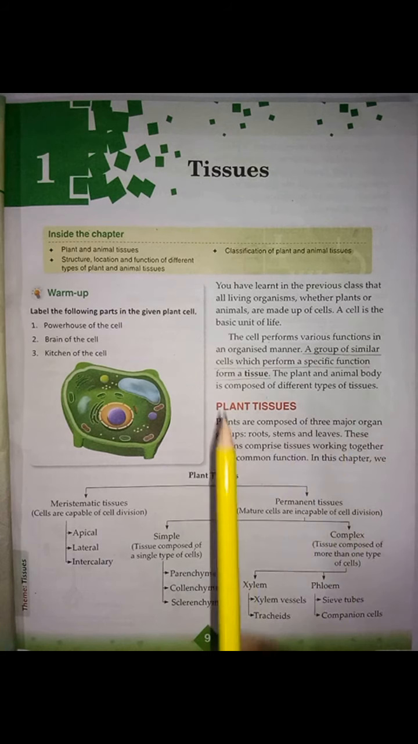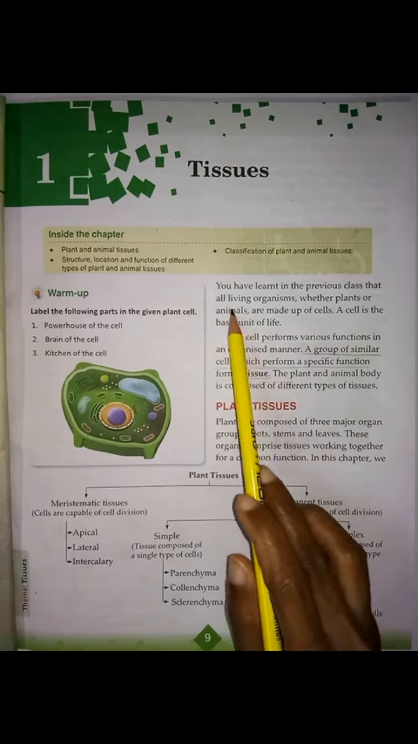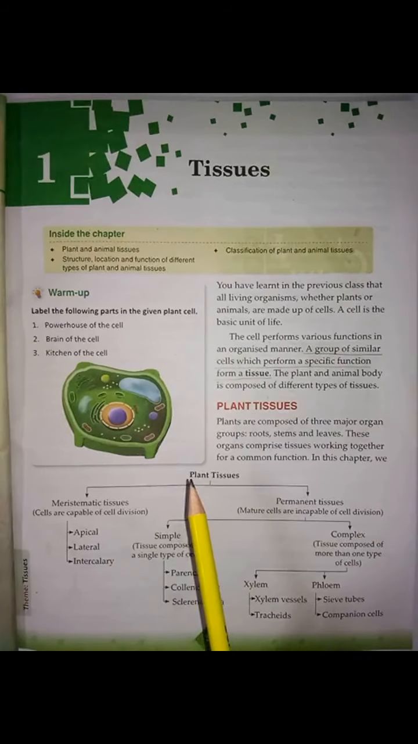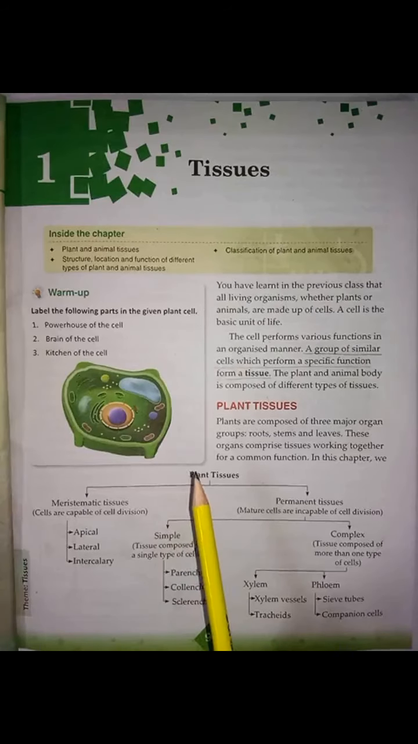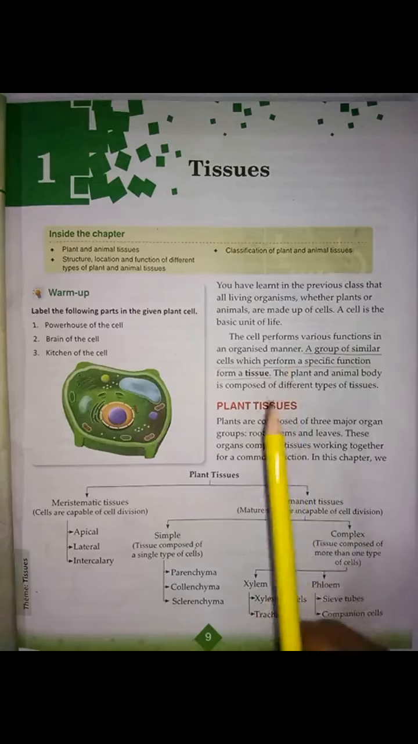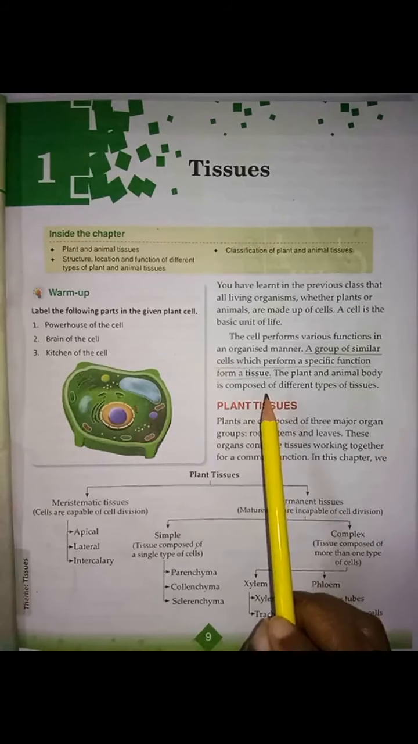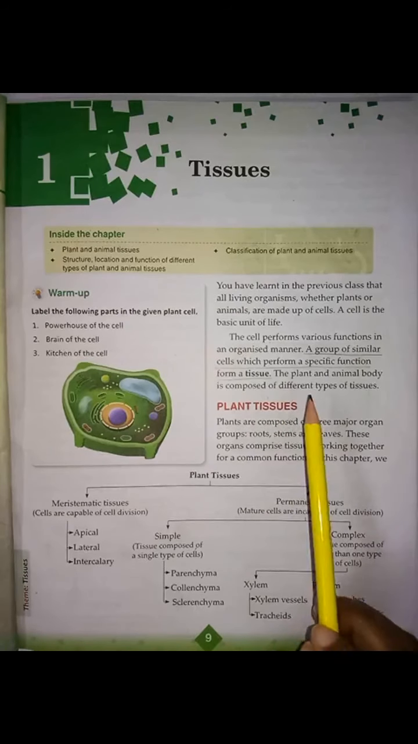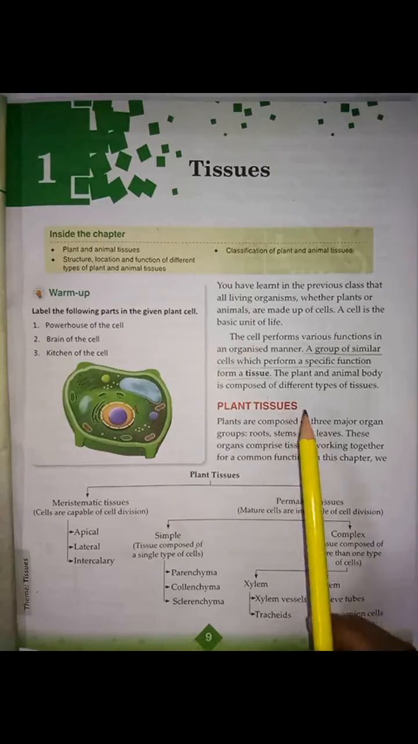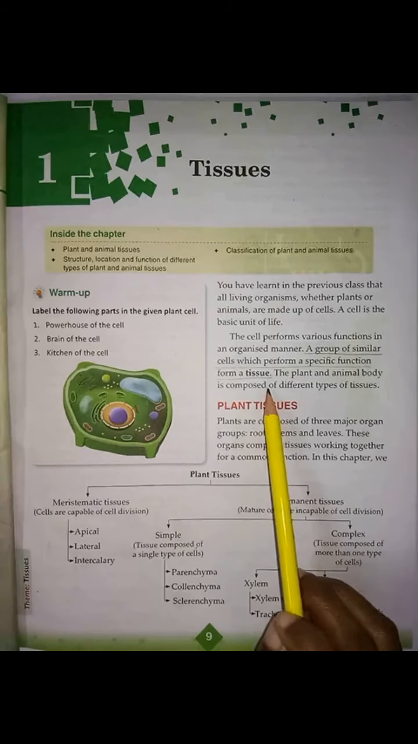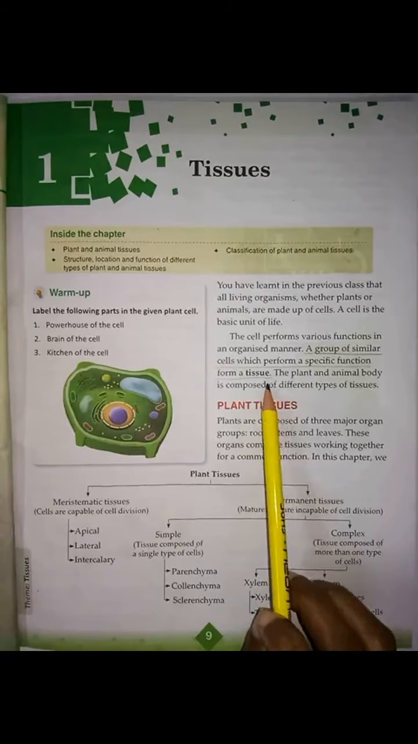Now in your previous class, children, you might have learnt that all the living organisms are made up of cells. And what is a cell? Cell is the basic unit of life. Now cells, children, perform various functions in an organized manner. That is, all the cells can perform different kinds of functions but in a well organized manner. Now a group of these similar cells which perform the same kind of functions, when they come together, form a tissue. So in this chapter, we are going to learn about tissue.